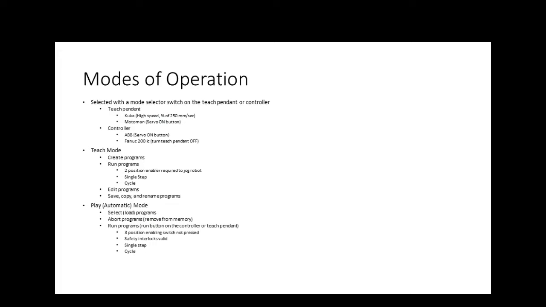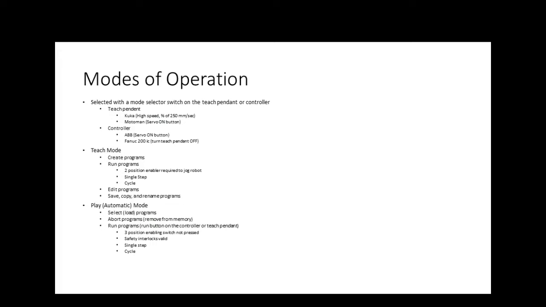We have what we call the teach mode, which is also the manual mode. And this is where we're going to do what? Can y'all read this? This is where we're going to create programs. We can run programs. But when we run programs in the teach mode, that 3-position enabler switch has to be held in the center position. And when you run the program, you can either run it in cycle, which means it goes through the program completely, or you can single step the program.